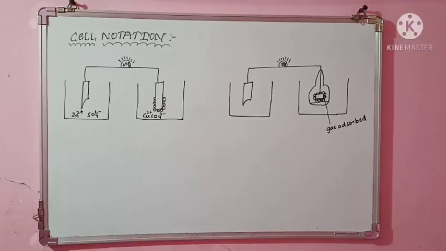Begin with a very important concept, that is cell notation, meaning how to represent the cell. You know that in electrochemistry it is very important to understand the cell notation, isn't it? If one cell is given, how to represent that cell.